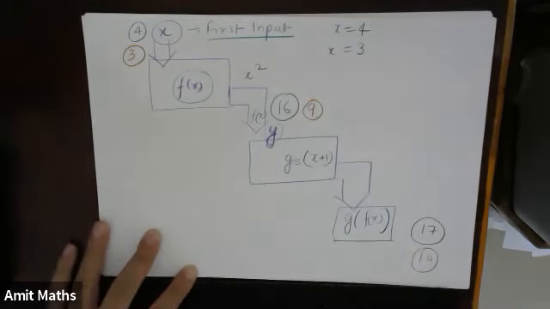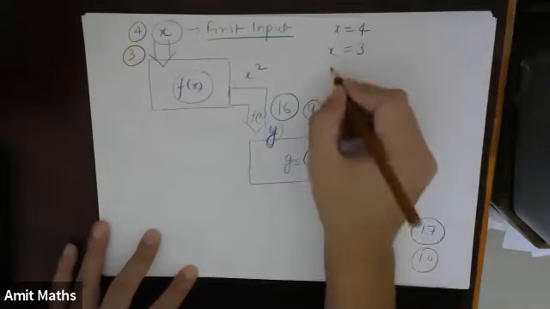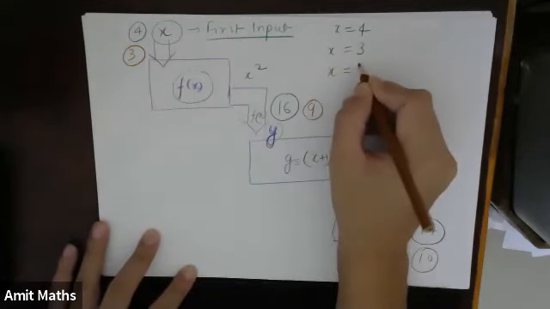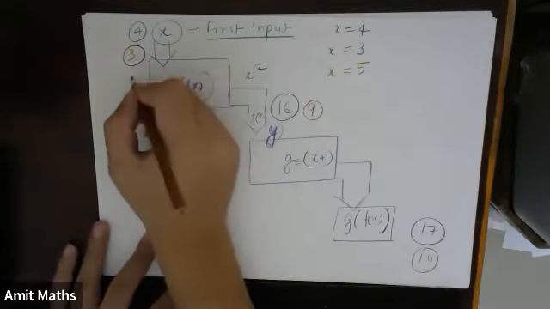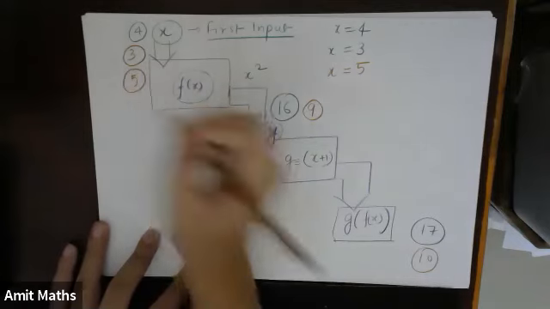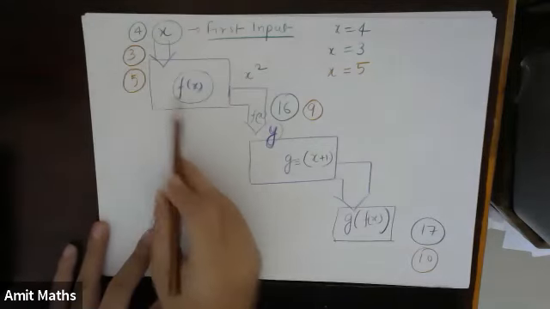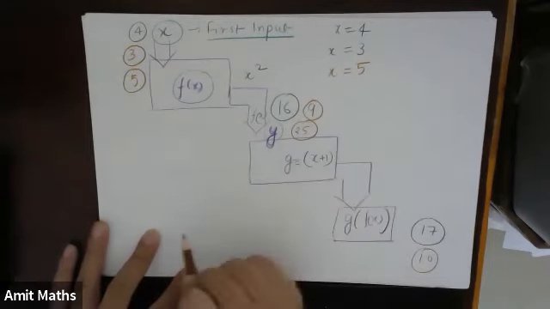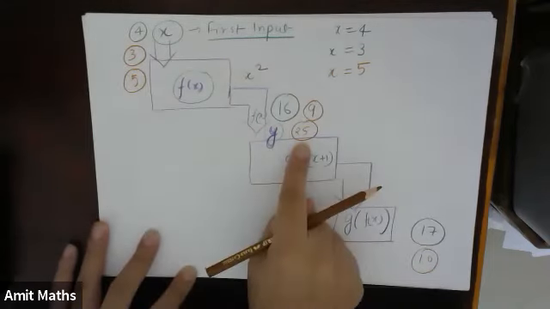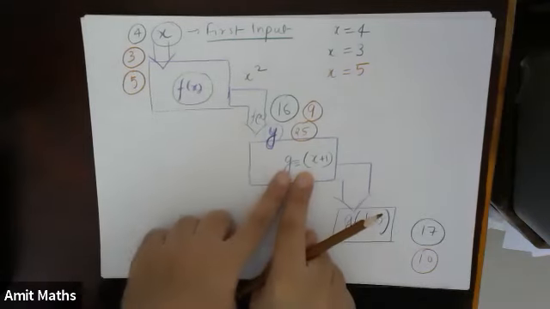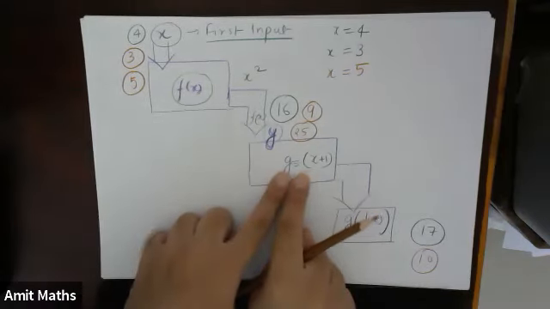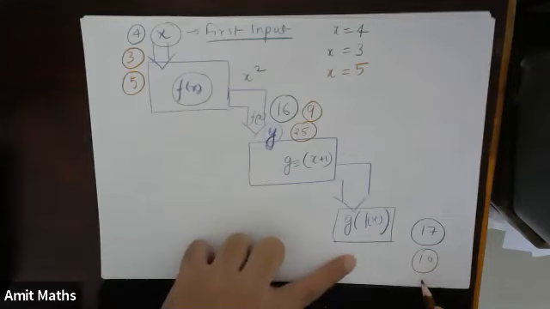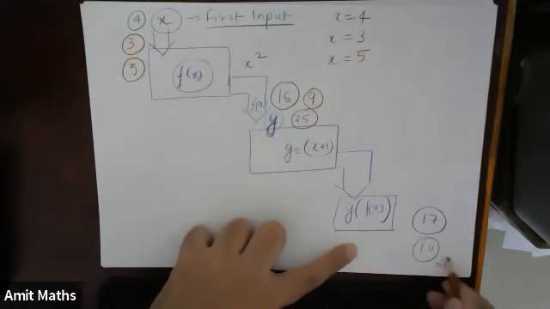Similarly, suppose I have given the input as x equals 5. What will be the output for the first process? It will be 25. What will be the input for the second machine? 25. What will be the output by the second machine? 25 plus 1, it will be 26.